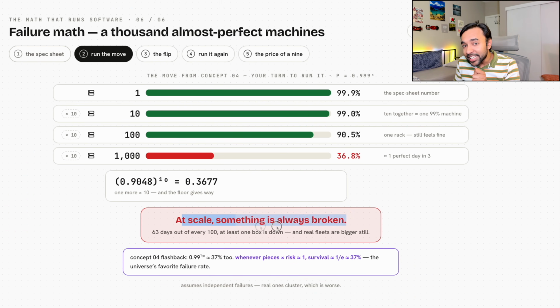One server or another is always gonna die. So your 99.9% reliable machine is suddenly not a good performer anymore. And this is the magic of percentages. This is what you should always understand: that at scale, something is always broken. And you must understand it perfectly.